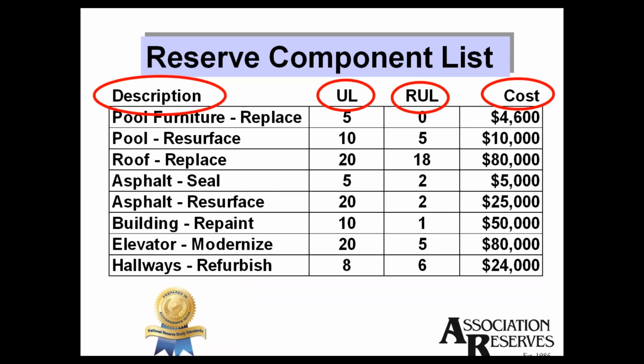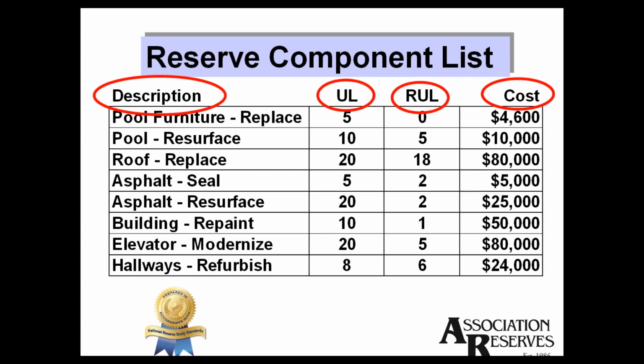Let's look at this simplified reserve component list. I've taken quantity out just to save some space, but you can see a clear description of each project. If you look halfway down, you can see seal and resurface, both for asphalt, and values for useful life, abbreviated UL, remaining useful life, abbreviated RUL, and the project's current replacement cost. Per national standards, a remaining useful life of 0 indicates a component needing replacement in the initial year of the reserve study, basically immediately. All the projects here are very reasonable and predictable. That's what you want to see.